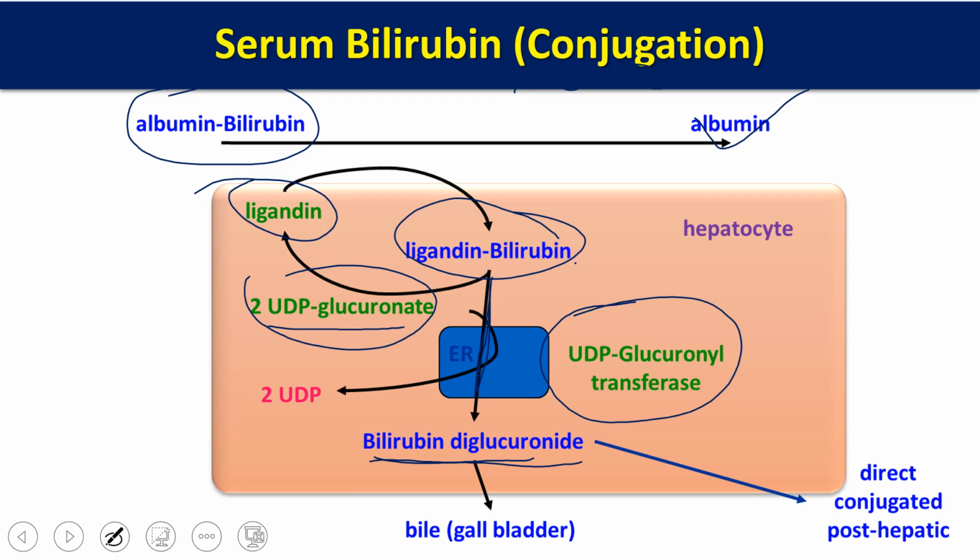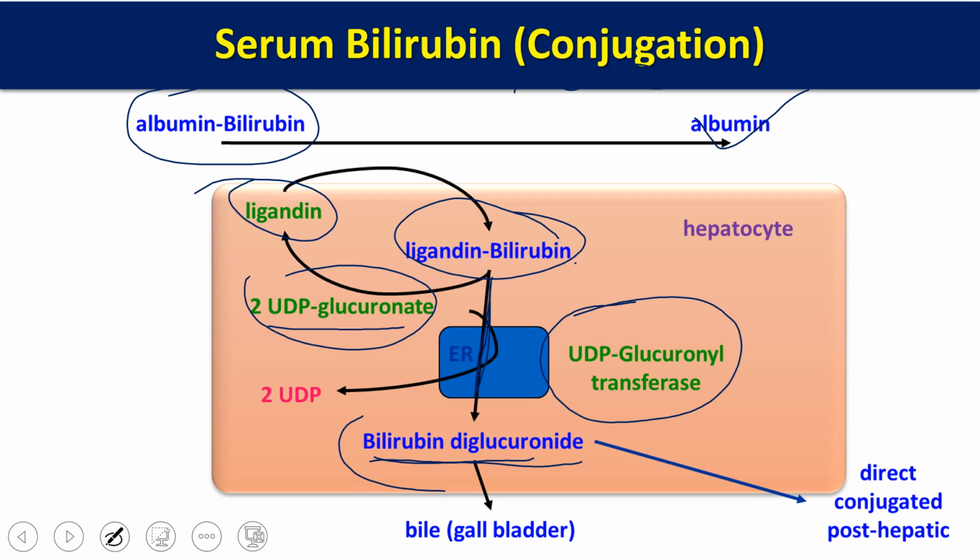Now this conjugation reaction does not take place for almost all the bilirubin. Roughly 70 to 80% of bilirubin is going for conjugation. 20 to 30% bilirubin is left unconjugated. Conjugated bilirubin means it is water soluble. Unconjugated means it is water insoluble.